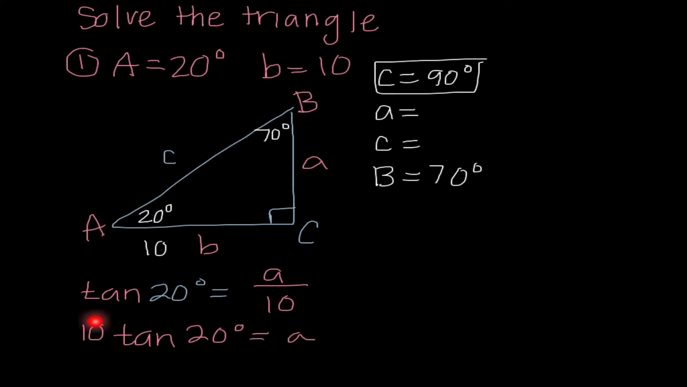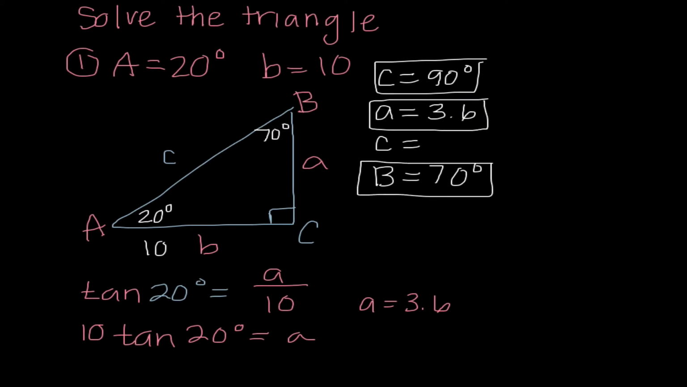And I always like to put this 10 as the coefficient, so that way when I put it into my calculator, it doesn't get messed up depending on my parentheses. I can just type in 10 tan of 20. Now, I just want to make a quick note that we have a degree symbol, so I need to make sure that my calculator is in degree mode. And when I type in 10 tan of 20 degrees, I end up getting that A is 3.6. So I'm going to go ahead and write 3.6 up here.